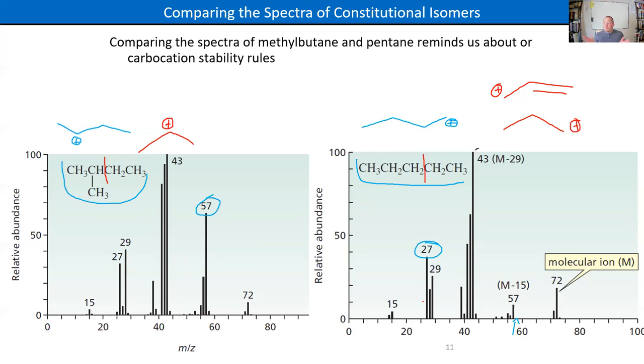Some of them are really obvious. M-15, you just knocked off a methyl group. M-29, you just knocked off an ethyl group. Some of them require a little bit more creative thinking.